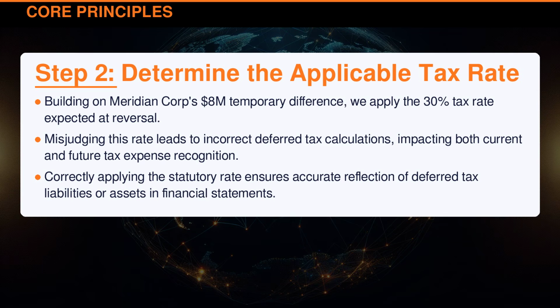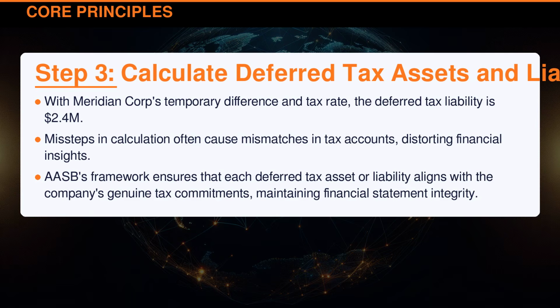Misjudging this rate leads to incorrect deferred tax calculations, impacting both current and future tax expense recognition. Correctly applying the statutory rate ensures accurate reflection of deferred tax liabilities or assets in financial statements. With Meridian Corporation's temporary difference in tax rate, the deferred tax liability is $2.4 million. Missteps in calculation often cause mismatches in tax accounts, distorting financial insights.